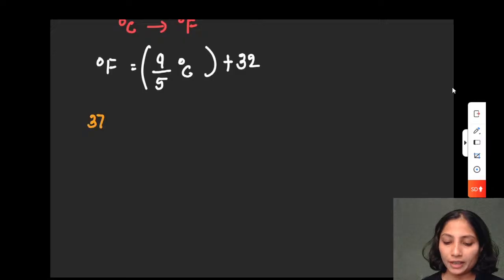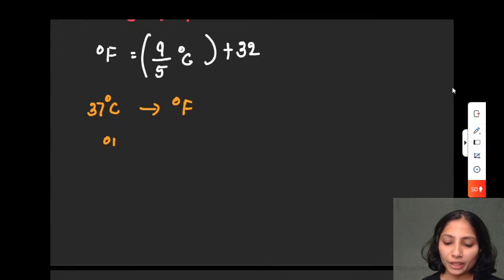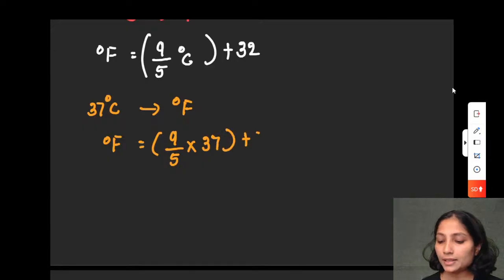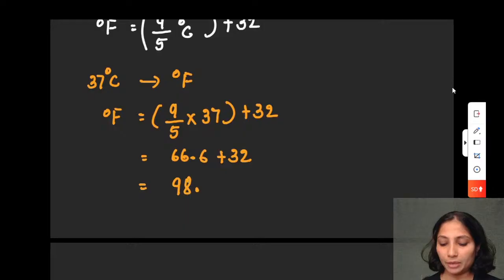Now let's take one example and check this. Convert 37 degrees Celsius into degree Fahrenheit. From the above formula, degree Fahrenheit is equal to 9 by 5 into degree Celsius, which is 37, plus 32. So 9 by 5 into 37 will be equal to 66.6, plus 32, which is nothing but 98.6 degree Fahrenheit. Okay, is it clear?